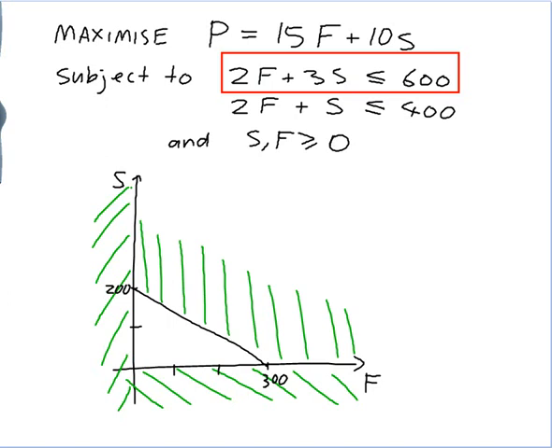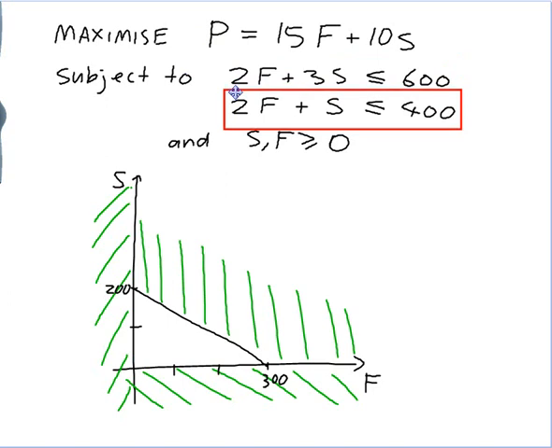And now let's do the other inequality by the same method. If F equals 0, that gives me S is less than or equal to 400. And if S is equal to 0, that gives me 2F is less than or equal to 400. So F is less than or equal to 200, which is here. So if I join those up, that's my line. And I want less than or equal to 400, so I want below the line again, so I'll cross out the bit above the line.